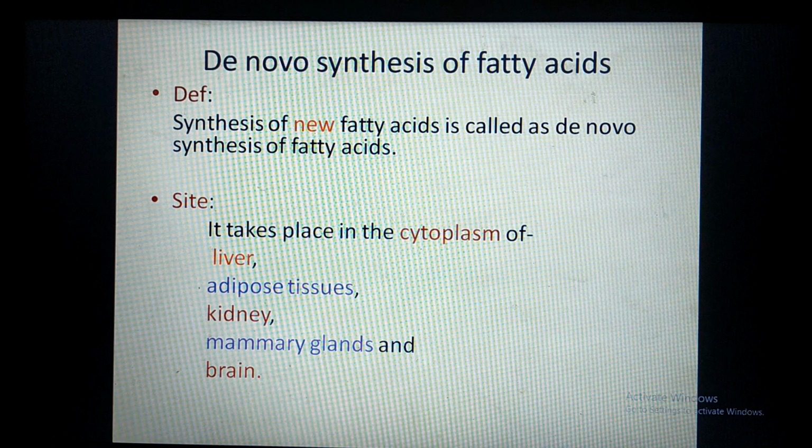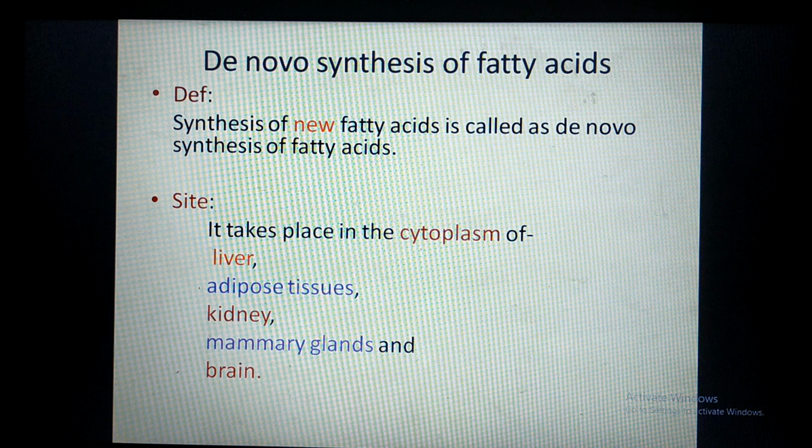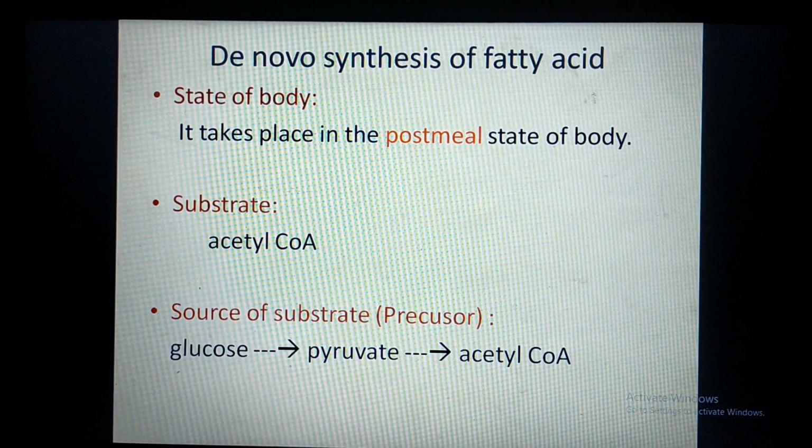De novo synthesis means synthesis of new fatty acid. Site: it occurs in the cytoplasm. It is exactly opposite to beta oxidation, which occurs in the mitochondria. The organs in which the fatty acids are synthesized mainly are liver, adipose tissue, kidney, mammary glands and brain. Fatty acid synthesis occurs in the post-meal state of the body, and the substrate required for fatty acid synthesis is acetyl-CoA.